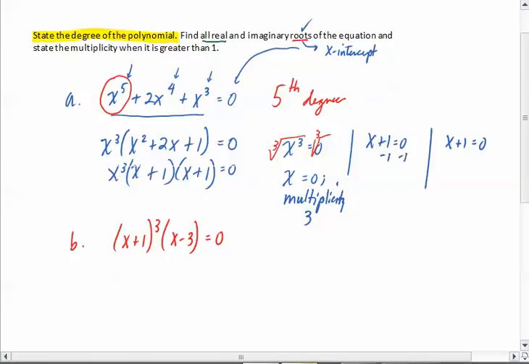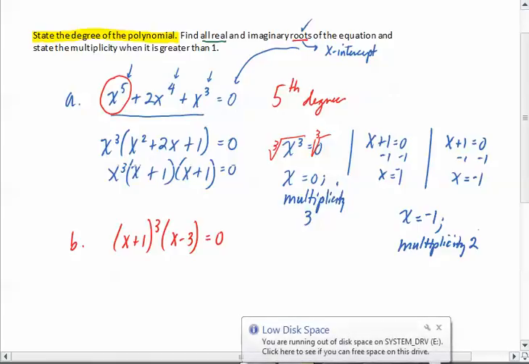So we'll go ahead and solve these others. We have another root of negative 1, and there's another one of negative 1. So I have a root of negative 1, multiplicity 2. All right, so there's that first one.